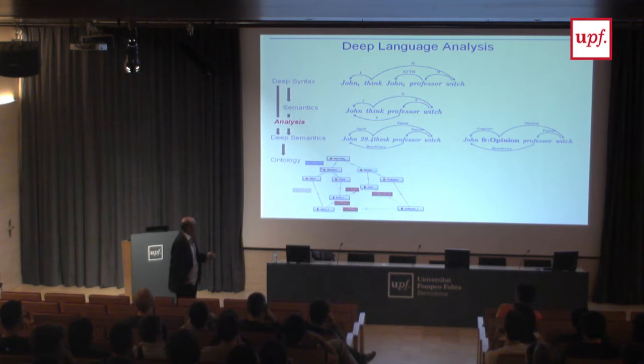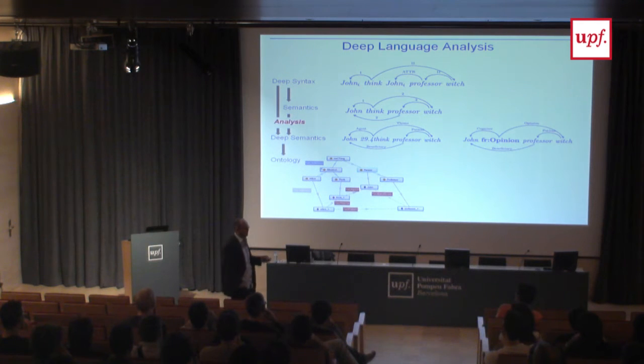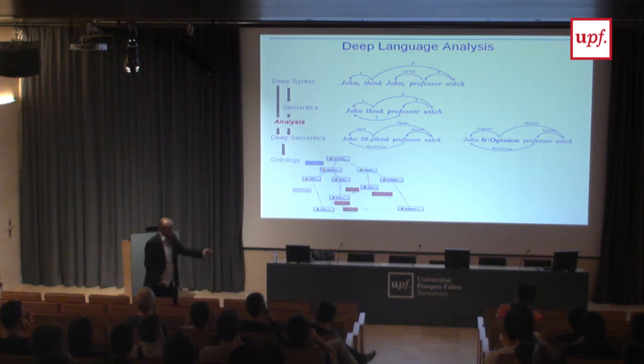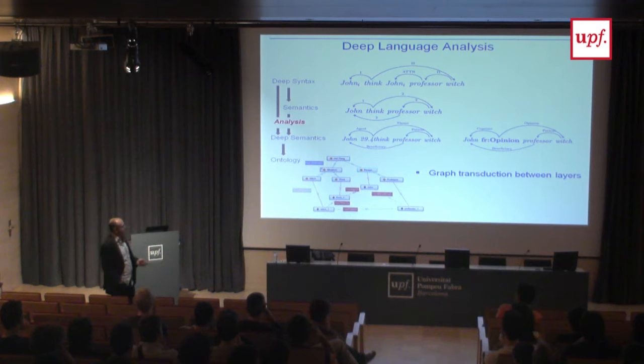Here, the linguists among you will recognize that these are semantic roles used in standard resources. For example, FR stands for FrameNet. So we use standard lexical resources like VerbNet, FrameNet, and BabelNet in order to map first to this layer and then to this layer. And what we do is graph transduction.